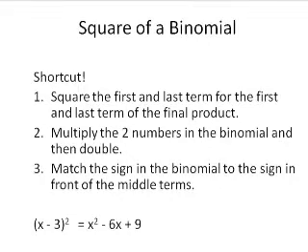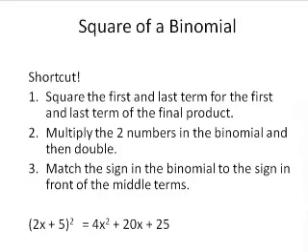So here's the shortcut to squaring a binomial. First, square the first and last term of the binomial. This gives us x squared and 9. Then multiply the numbers together in the binomial, and then double this for the middle term. -3 times x doubled gives us -6x.